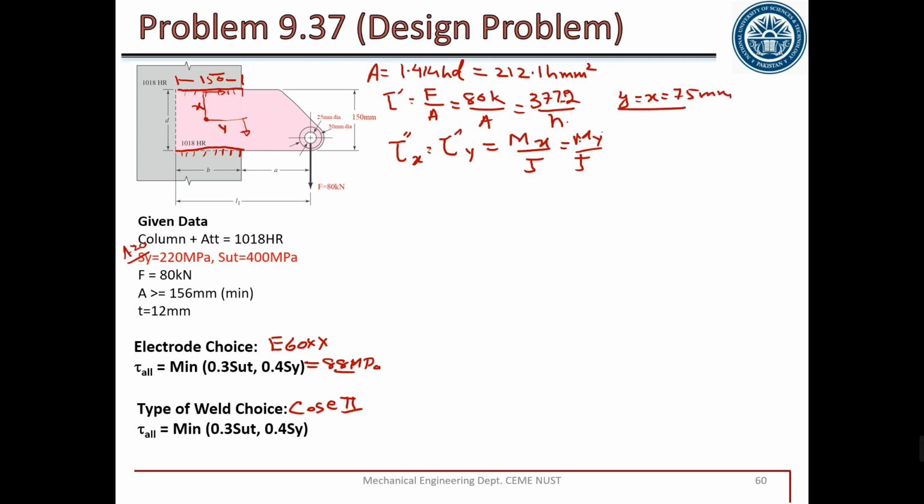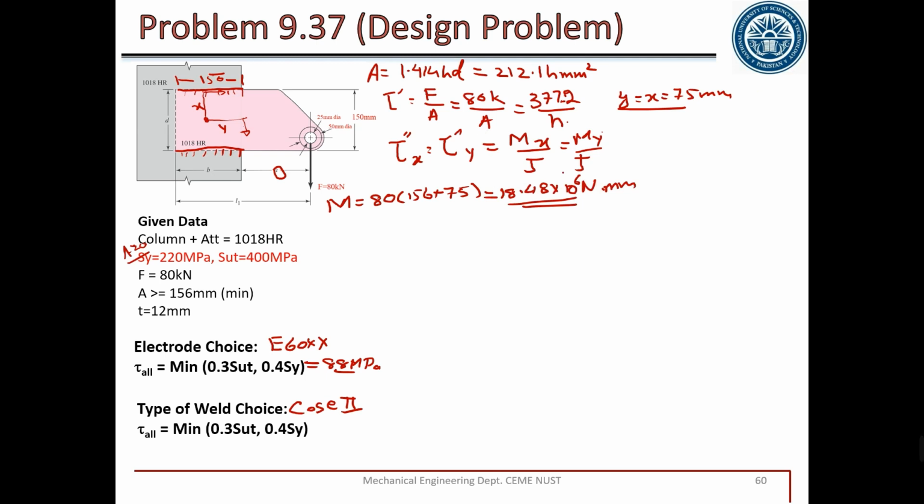So this value is same. To calculate M, what is M? M is equal to F, 80 kilonewton, multiplied by the moment arm. So taking this value as the minimum value of 156 plus 75, because the center is here. So the value of 150, half of that value is 75. We have M equal to 18.48 into 10 raised to power 6 Newton millimeter.